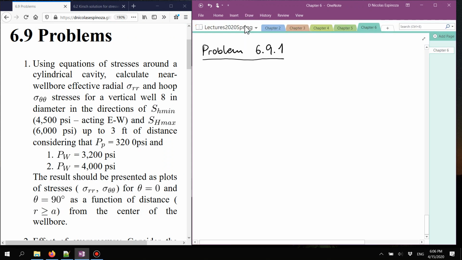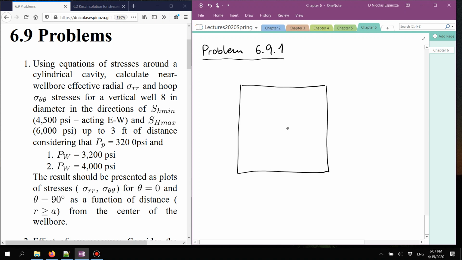In problem 691 you have to calculate stresses around a wellbore using the Kirsch equations. For this particular case, as you can see over here, you have the values of the total stresses and their direction, and also the value of the pore pressure, and there are two cases for the pressure in the wellbore. So basically, we can interpret this problem as something like this.